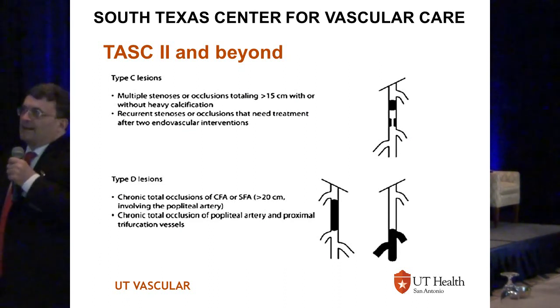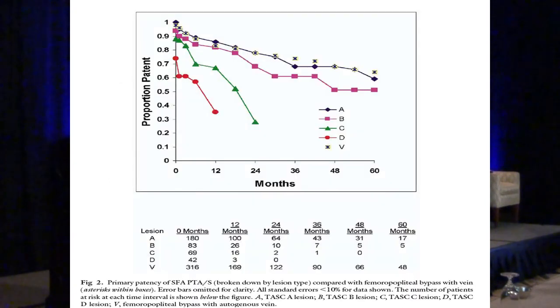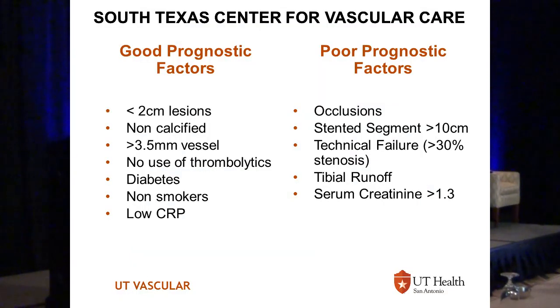Everybody's familiar with the TASC classification. In the old days when we first started doing this, C and D were dreadful. People would get up and say that you were insane, or even if you go to Legally Blonde, they'd probably sue you for doing a C and D lesion. That's probably changed significantly now. We also narrowed the scope of what we would consider good prognostic factors and poor prognostic factors. That's also changed because technology has improved, training has improved, people's expectations have improved.